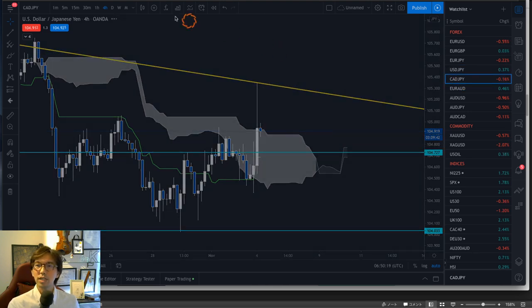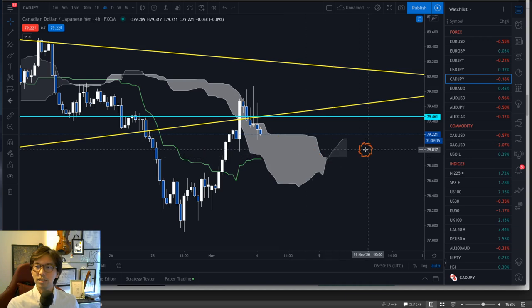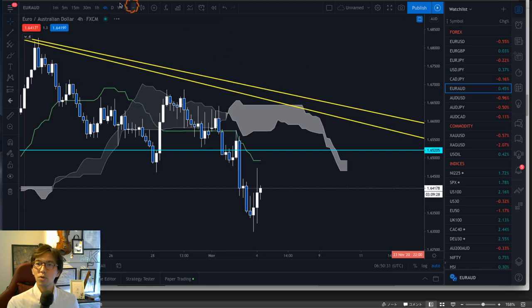So moving on to CADJPY, starting from the daily chart, Kumo flat, Kijun Sen flat. Let's see, 4-hour chart, it's also flat. Candles in the Kumo now. So let's go to EURAUD.